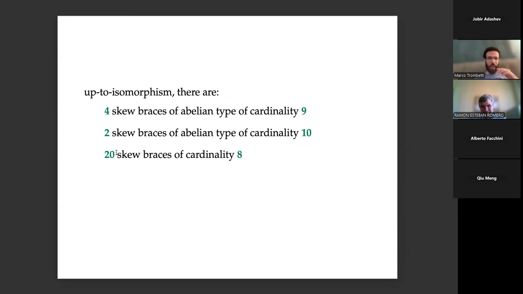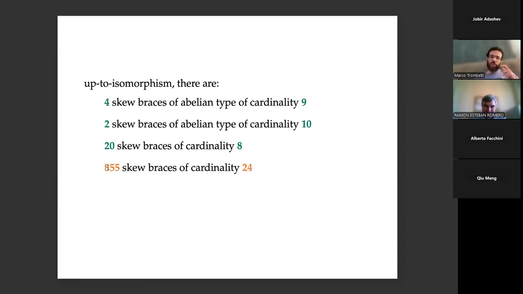Still nice. And then you get 20 skew braces of cardinality 8, which are both involutive and non-involutive, corresponding to involutive and non-involutive solutions. Okay, so far so good, but maybe you still get some problems. Why? Because if you go to cardinality 24, then you get 855, which is still okay. This is why I put it in orange, because it's not bad.